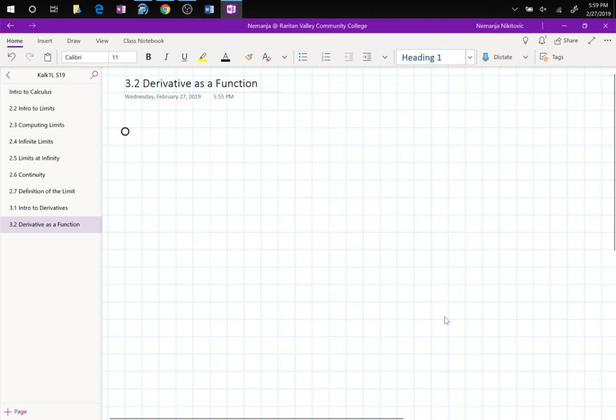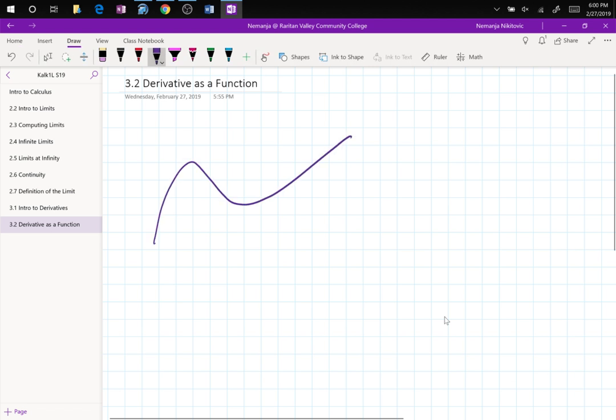Hello and welcome back to Calculus 1, section 3.2 on derivative as a function. In this section, we are going to build on the idea from last class, where we said that the derivative is a function which generates all of the slopes to tangent lines that we can draw at every point of the function. So if you remember, let's say that was the function.